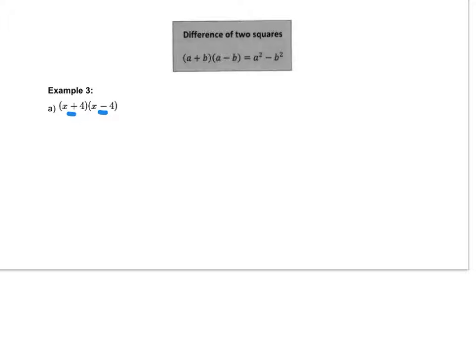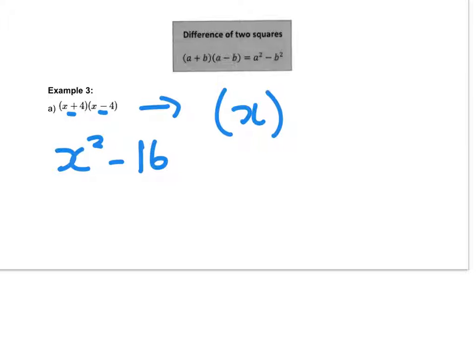So when you do that, your answer is going to be the first one squared, which is x squared, minus the second one squared, 16. Okay, so I'll write it out. It's going to be the first one squared minus the second one squared.